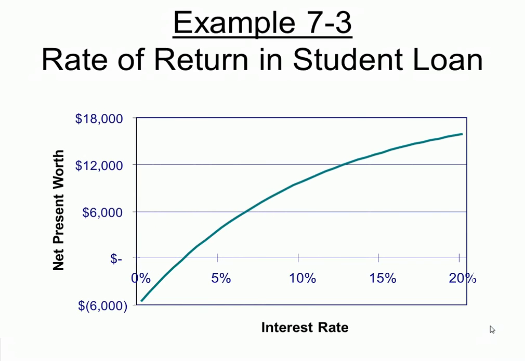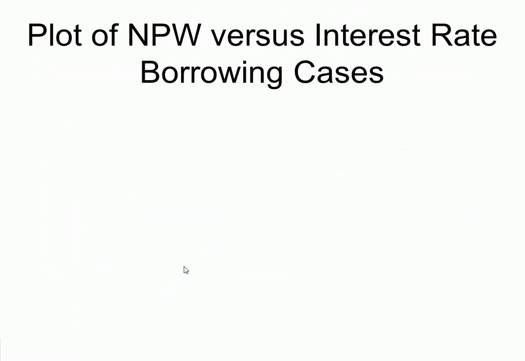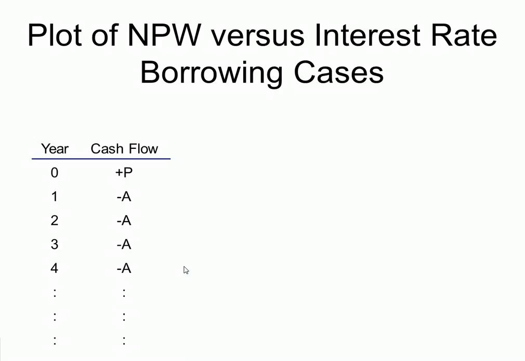So if we plotted these values, that's what we're gonna get in terms of net present worth. We're gonna get net present worth of this, and you can see that the interest rate is approximately somewhere between 0 and 5%, approximately 2.67. So we can also plot a net present worth versus interest rate in terms of borrowing case.